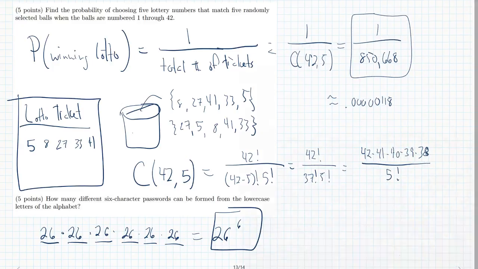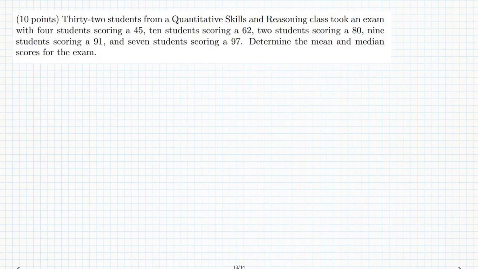All right. So let's go back. Let's do one more mean, median, and mode. Let's try and make sure we have that down, because some people struggle when they see the word problems like this. So 32 students from a quantitative skills and reasoning class took an exam with 4 students scoring a 45, 10 students scoring a 62, 2 students scoring an 80, 9 students scoring a 91, and 7 students scoring a 97. Determine the mean and median.